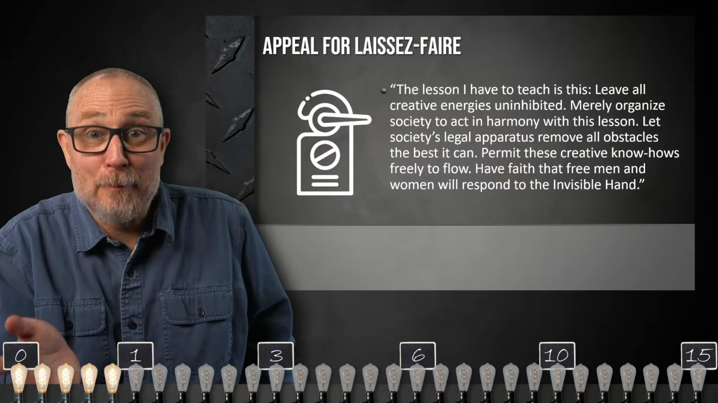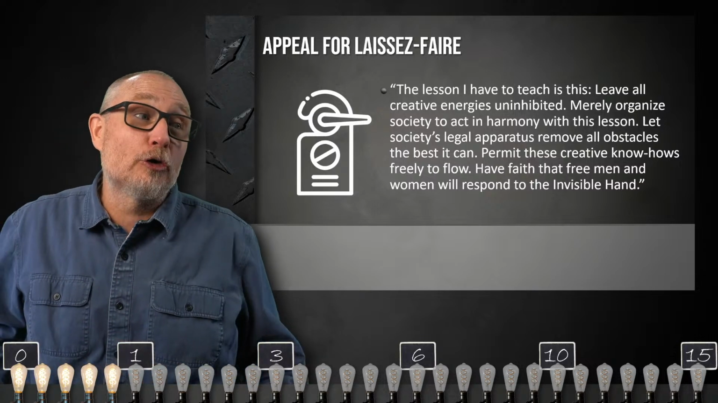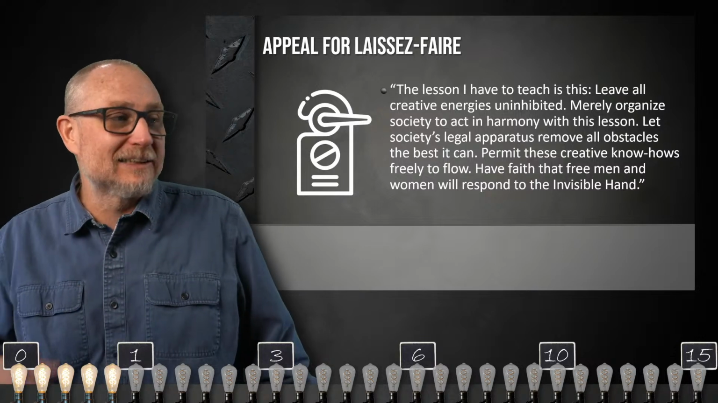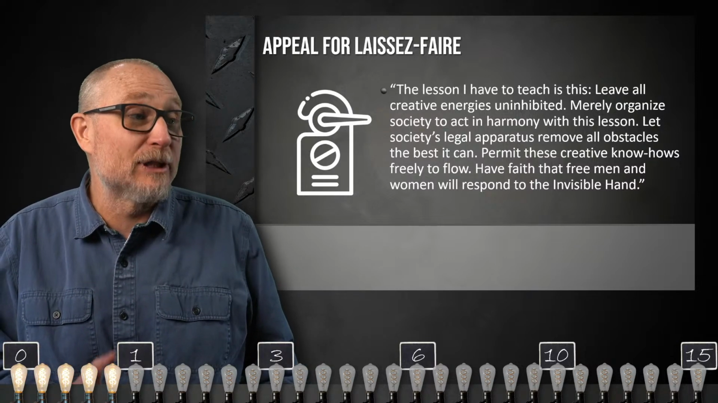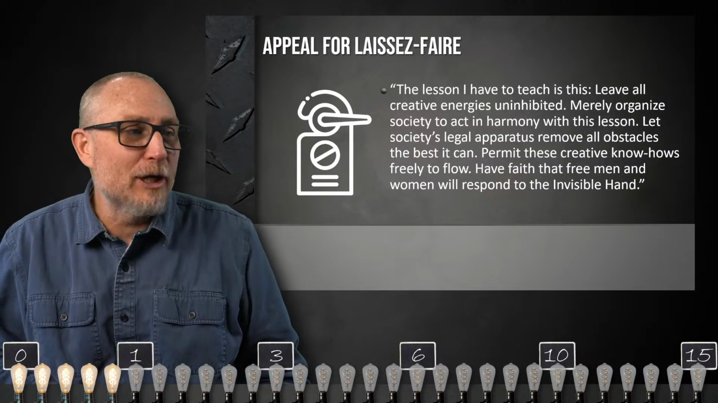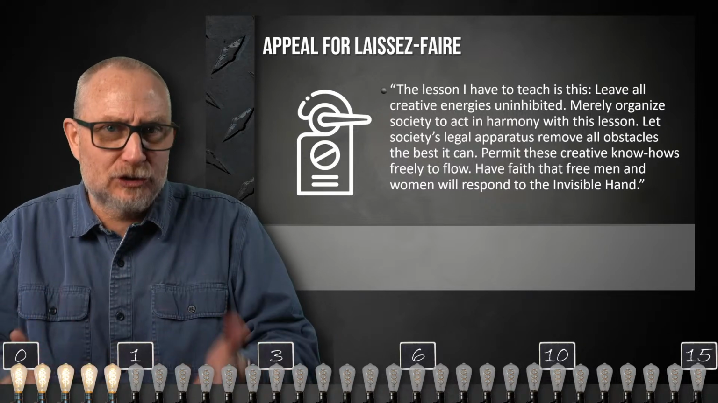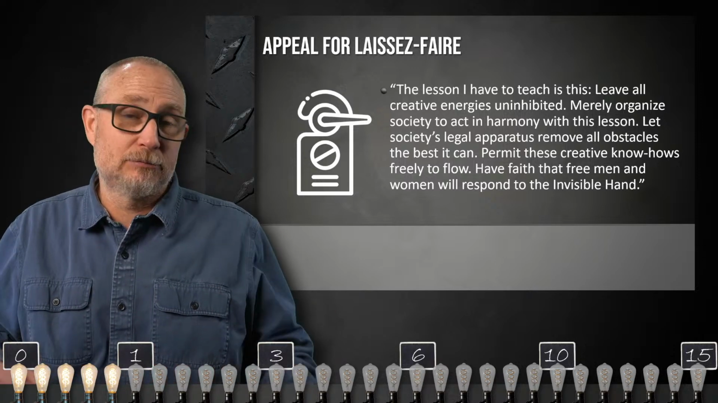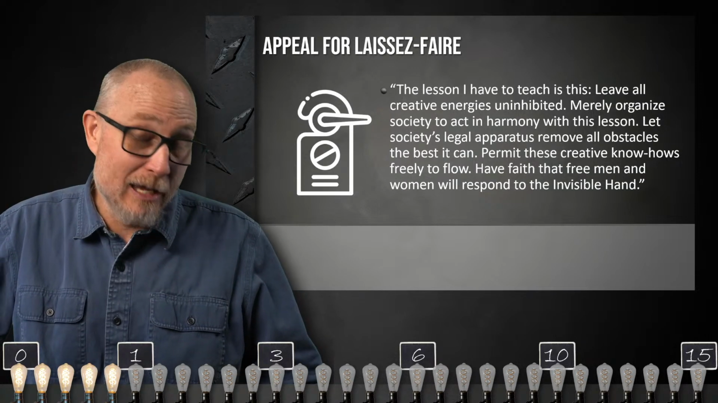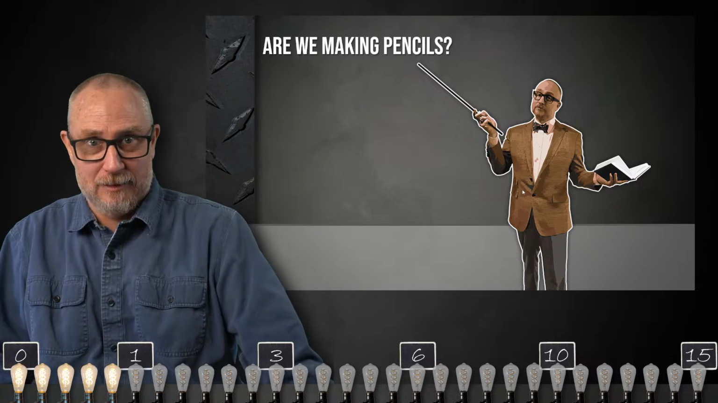Now, here it says, this is an appeal for laissez-faire. Invisible hand works best when things are left alone. The lesson I have to teach is this: leave all creative energies uninhibited. Merely organize society to act in harmony with this lesson. Let society's legal apparatus remove all obstacles the best it can. Permit those creative know-hows freely to flow. We have faith that free men and women will respond to the invisible hand. So you don't need to force somebody to provide a service at a certain price. You just say, folks, everyone do what you want to do that you think will bring about the greatest financial happiness for you. And great things are going to happen, whether intended or not, which is going to bring us to the second magic trick. Okay?